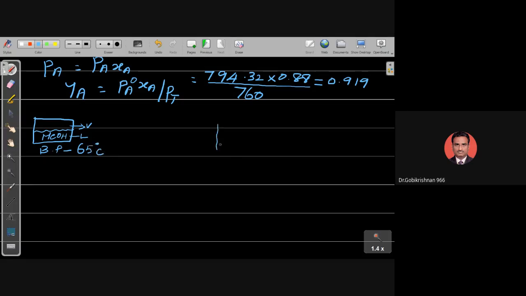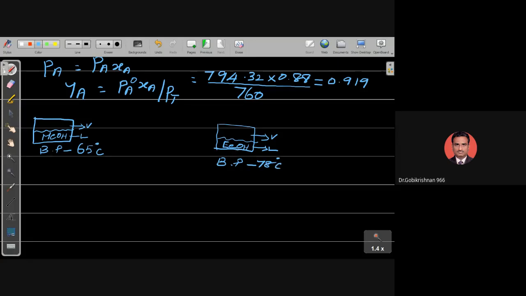This is the boiling point of pure ethyl alcohol, EtOH. This one is the liquid and this is the vapor. These two are in equilibrium. The boiling point of ethyl alcohol I found out to be 78 degrees Celsius.